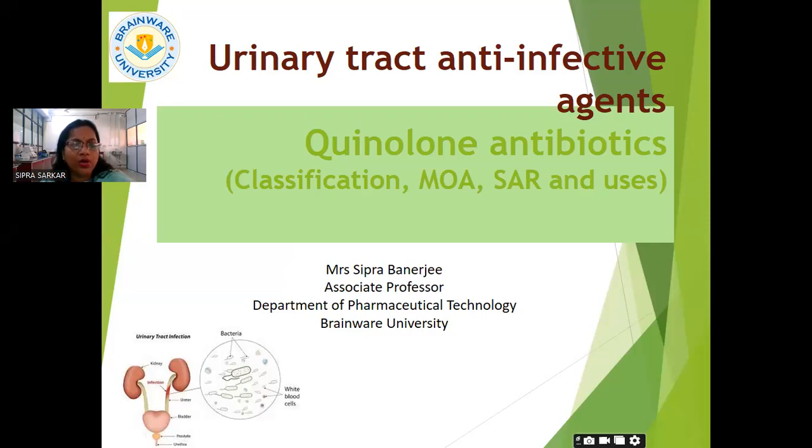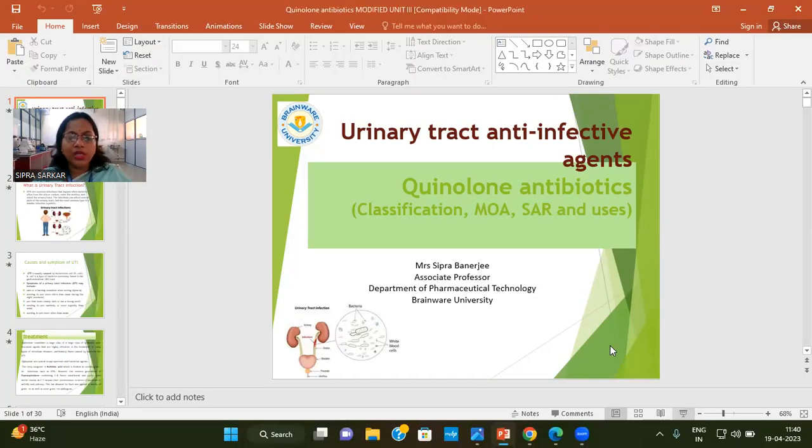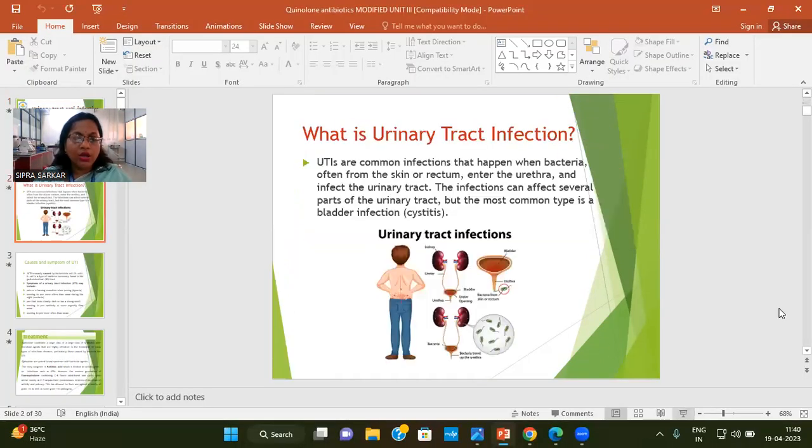I want to deliver a topic on urinary tract anti-infective agents. That comes under 601, medicinal chemistry, so you should study about these drugs. First of all, we should know what urinary tract anti-infective agents are. This is one of the important categories of drugs which can treat urinary tract infection.